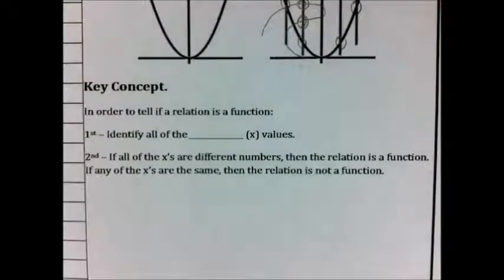So the key concept here, in order to tell if a relation is a function, the first thing you need to do is identify all of the domain, that's your blank, all of the domain x values. Then, if all of the x's are different numbers, then the relation is a function. If any of the x's are the same, then the relation is not a function. So just by looking at the x's, you can tell if a relation is a function or not. If all of them are different, then you have a function.